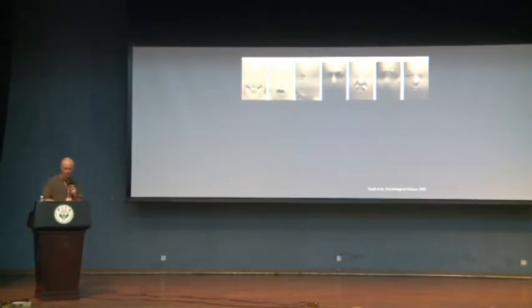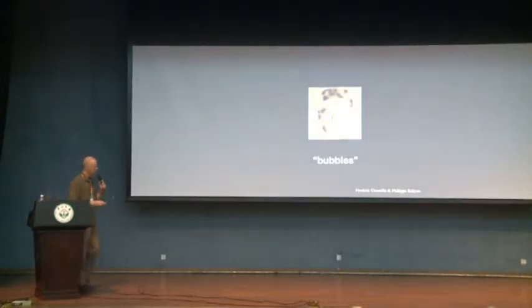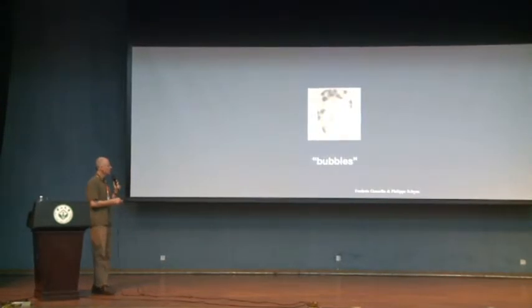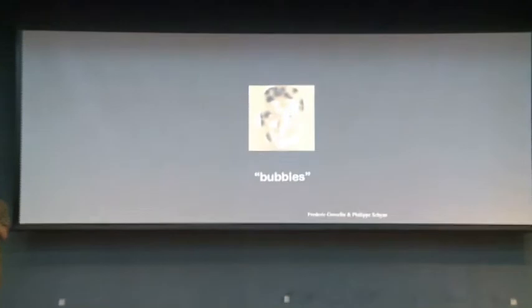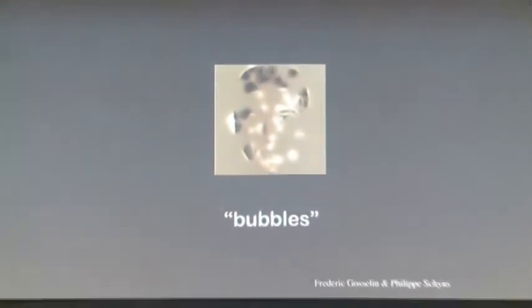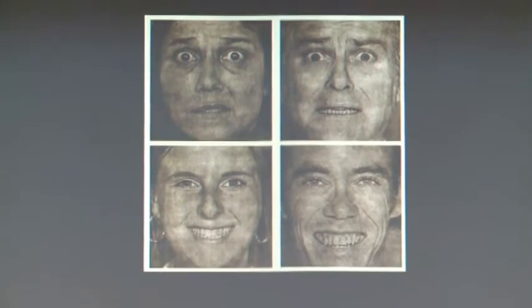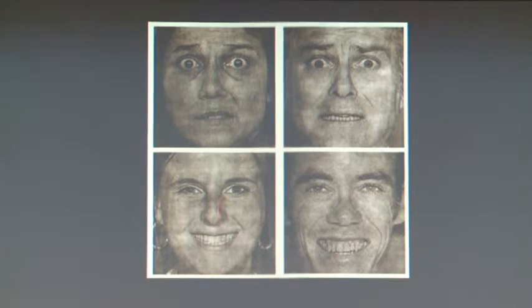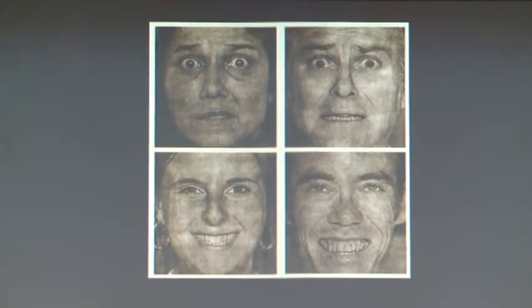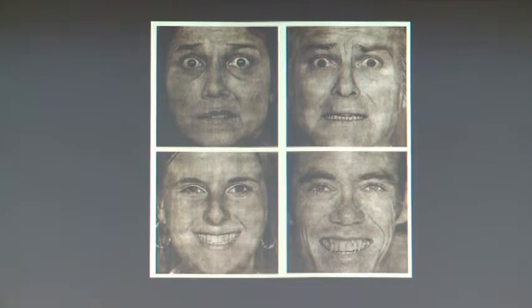How do you get these kinds of pictures? Let me just briefly describe to you the methods for this. It's called Bubbles, developed by Frederic Gosselin and Philippe Schyns. And what you do is you show people faces, but only small parts of a face. So let me show you just how that experiment works. If you were a participant in this experiment, I would show you one of these faces here and ask you to push a button to tell me, is this happy or is it fear?